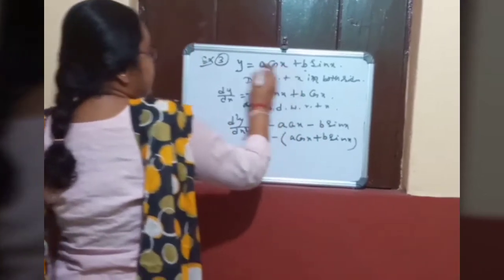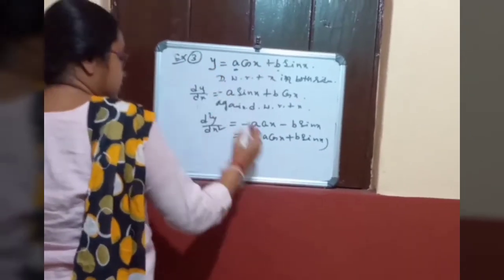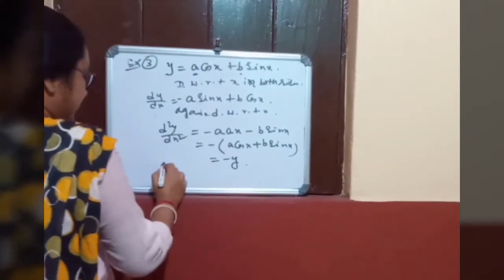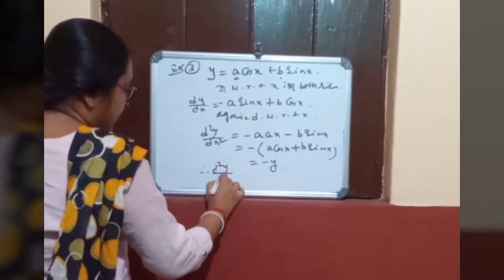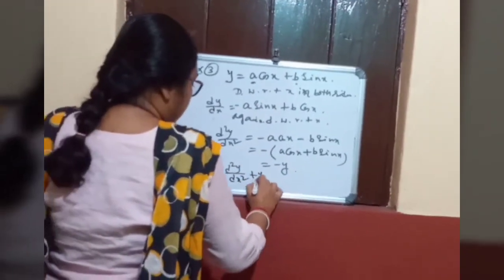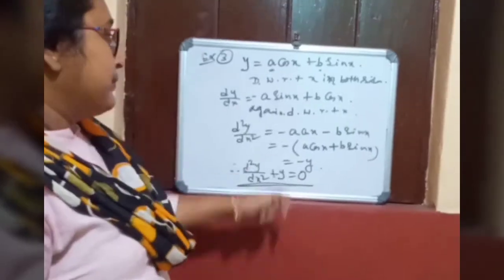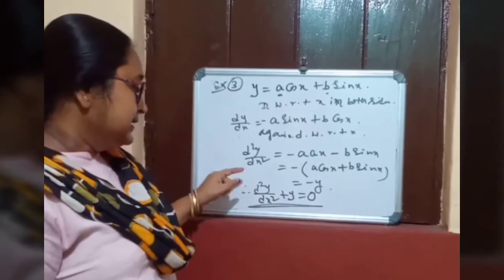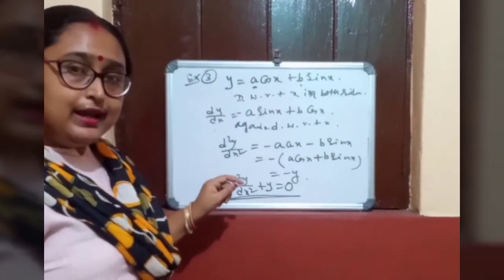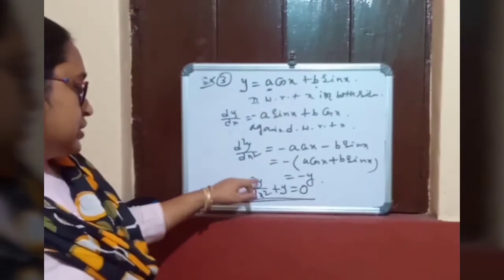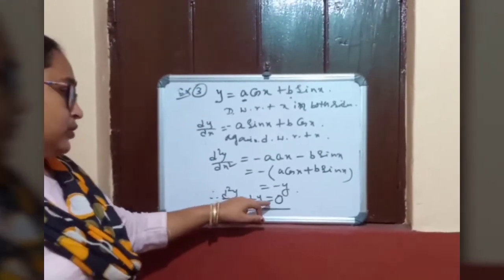What is the value of a cos x plus b sin x? This is equal to y, so you may write it this way: d2y/dx square plus y equal to 0. This is a differential equation. Having two constants, that's why the derivative is taken two times. Now my required answer is d2y/dx square plus y equal to 0.